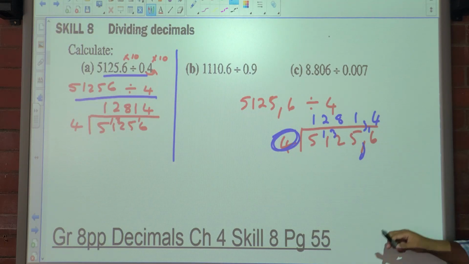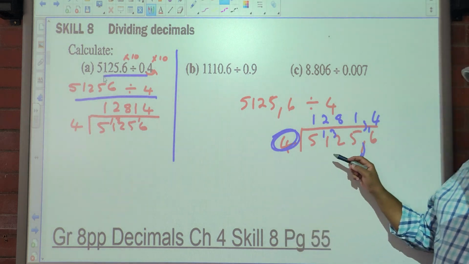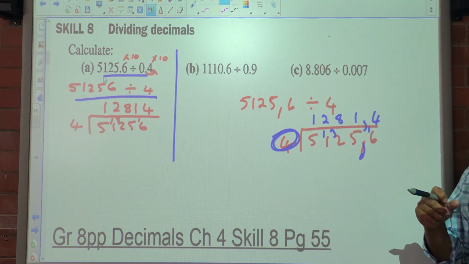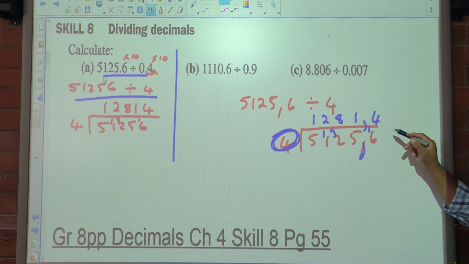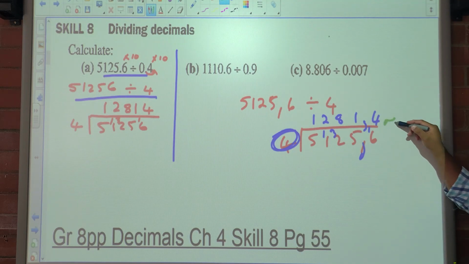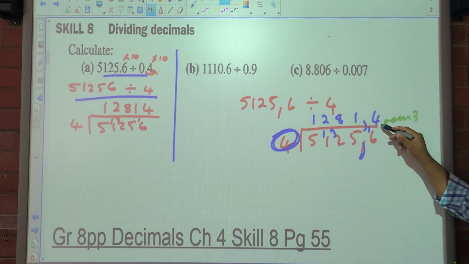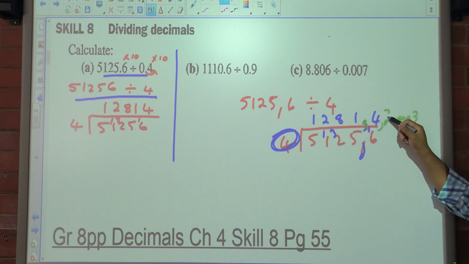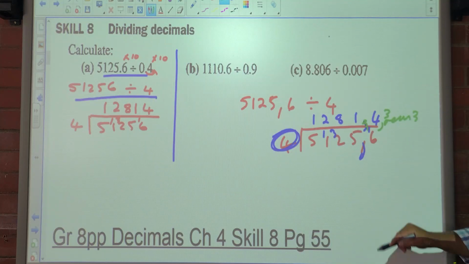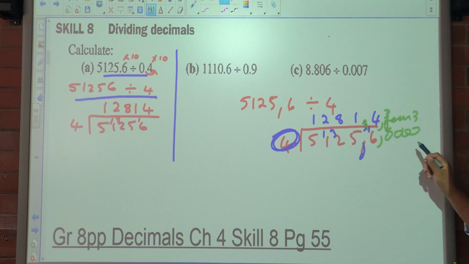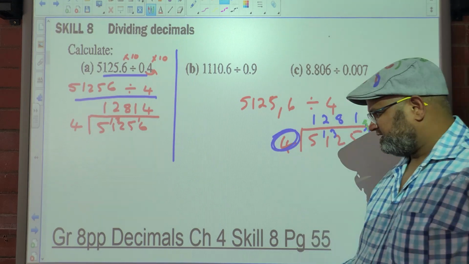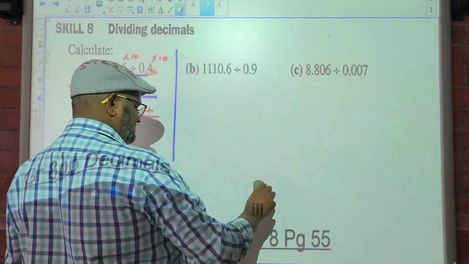Just something to note. If you have a remainder 3, that is not the same as comma 3. Unless now you add zeros to it, then that 3 will be a carry, and you'll go on. Then the comma comes into play. I think you'll do it in the next skill. Well, I hope you do it in the next skill. Otherwise, I can look at an example quickly.